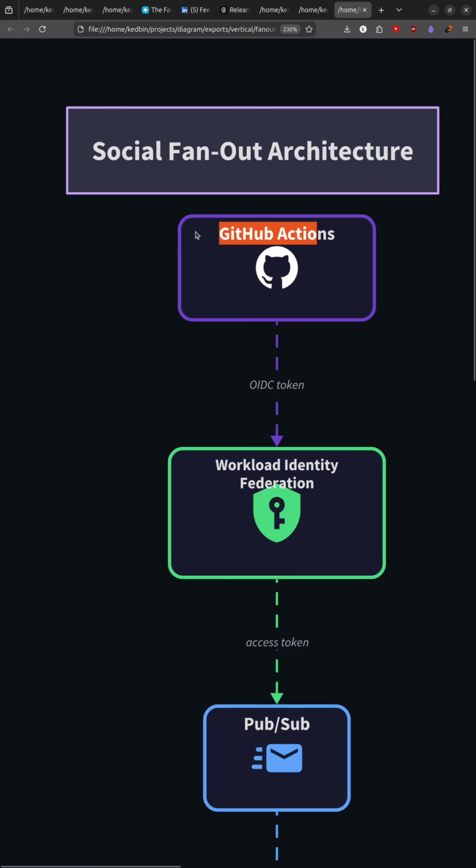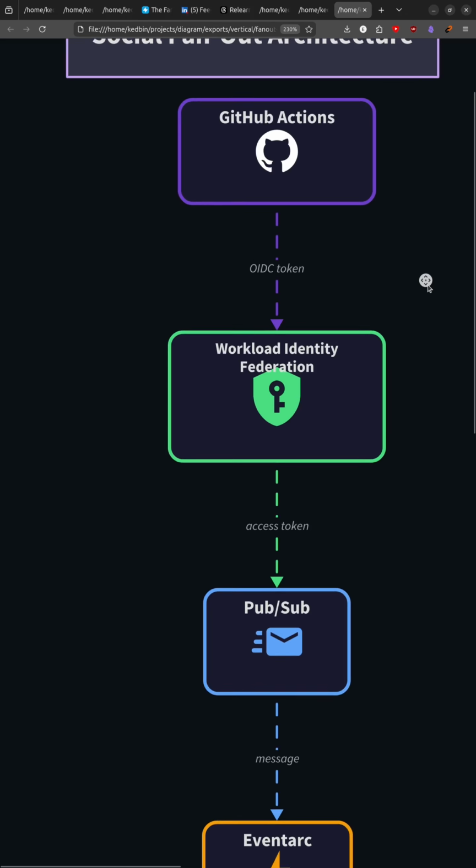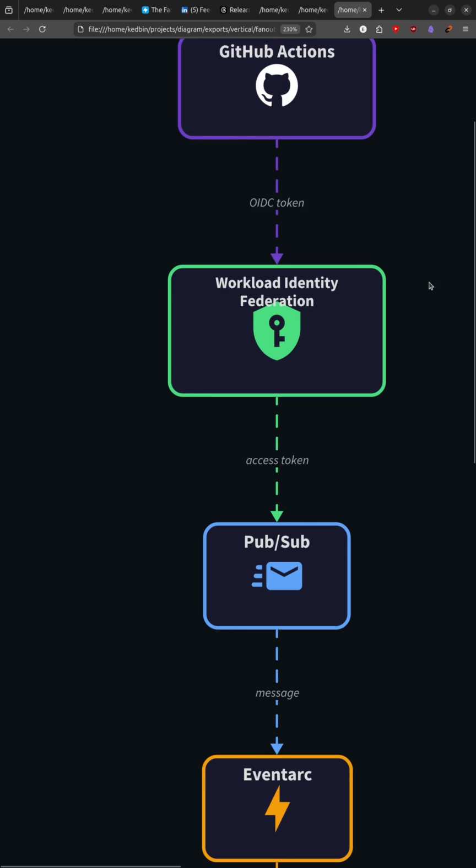Now most guides will tell you to create a service account key, that JSON file, and dump it into your GitHub secrets. Don't do that. Google's documentation literally tells you not to. It's a pain to rotate and it's a security liability sitting in your repo. Instead, I'm using Workload Identity Federation. Here's what happens. GitHub generates a short-lived OIDC token, exchanges it with Google Cloud, and gets a temporary access token back. No persistent keys anywhere. This is how you do keyless authentication properly.